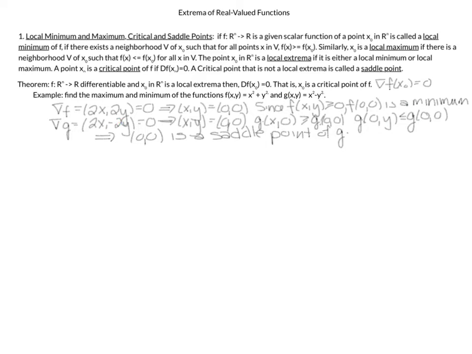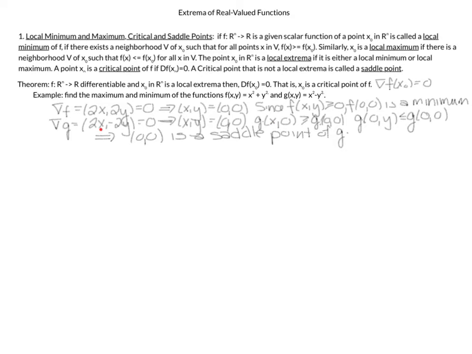Our second problem, we look at g of x, y, and we take the partial derivatives, or the gradient. It's 2x, and minus 2y is equal to 0. So that also gives us 0, 0, but this is a little bit different. This is different because if we look at g at x0, so let's consider the point 1, 1, where x is equal to 1, y is equal to 1.